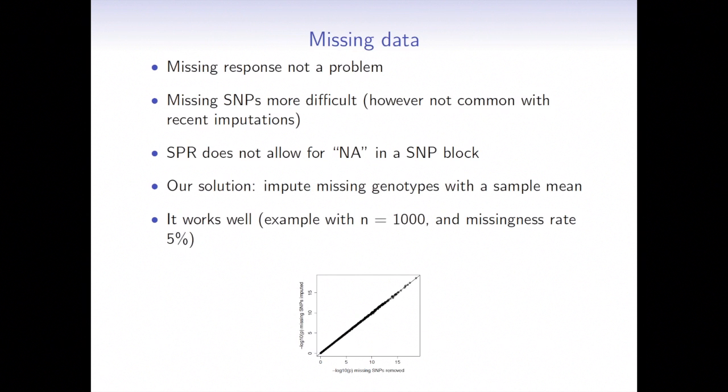And in general, we don't see missing data as a big issue, because nowadays the whole idea is to analyze big SNP data which are imputed, and there we don't have any missing genotypes.